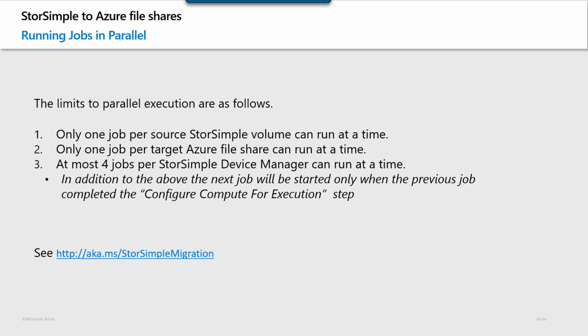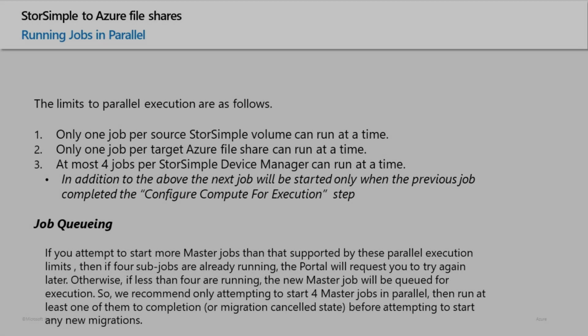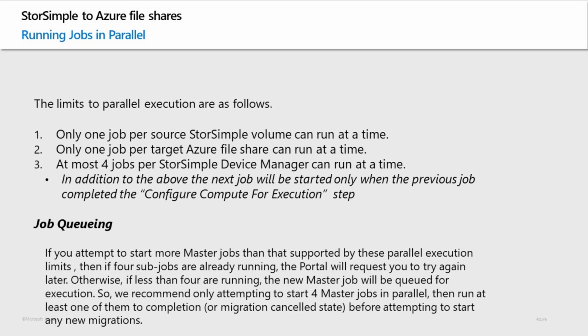In addition to the above, the next job will only be started when the previous job has completed the configure compute for execution step. If you attempt to start more master jobs than are supported by these parallel execution limits, then if 4 subjobs are already running, the portal will request you to try again later. Otherwise, if less than 4 are running, the new master job will be queued for execution. So, we recommend only attempting to start 4 migration jobs in parallel. Then, run at least one of them to completion or migration cancelled state before attempting to start any new migrations.